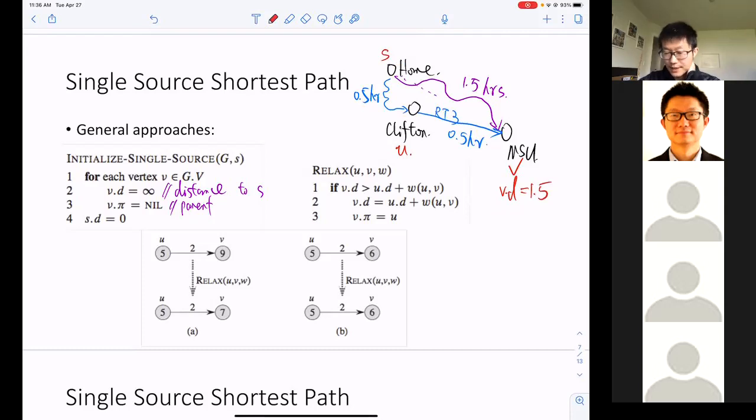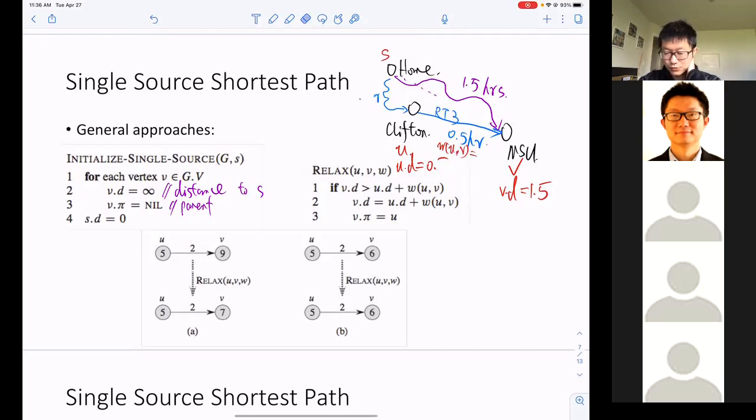Yep. Correct. Okay, and so you know that Google Maps shows you the best route from your home to Clifton, which takes 0.5 hours. So for this node, for Clifton, U dot D is 0.5. And this is WUV, the road that connects.